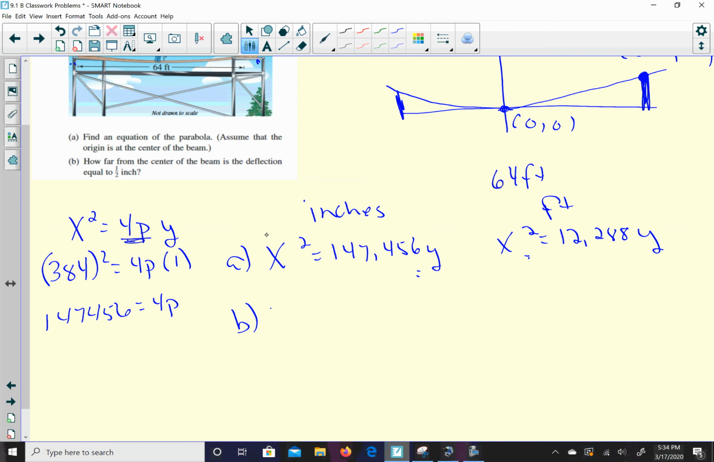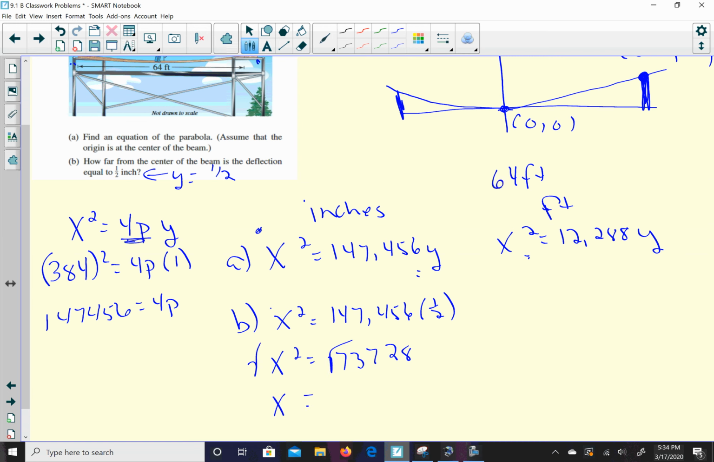I'm going to stick to this one here because the next question asks, how far from the center of the beam is the deflection equal to 1/2 inch? So this is basically saying, what is x when y is equal to 1/2? So I'm going to say x squared is equal to 147,456 times 1/2 because that's what my y is. When I multiply that by 1/2, I get x squared is equal to 73,728. And now I'm going to take the square root of this side, square root of this side.